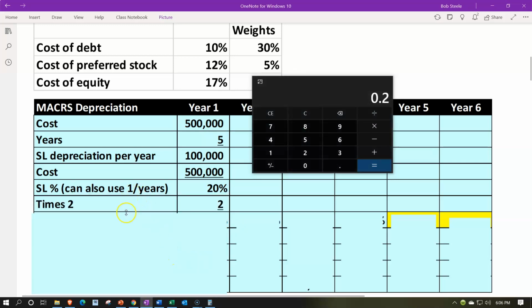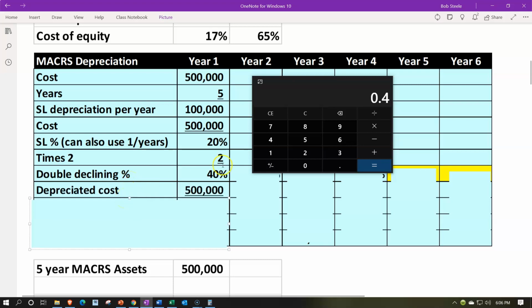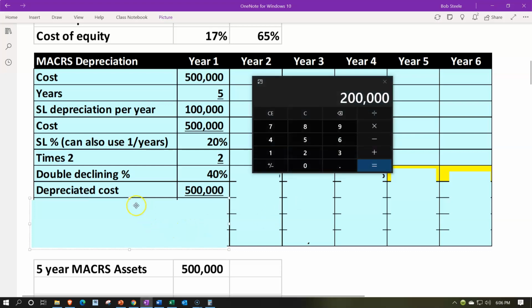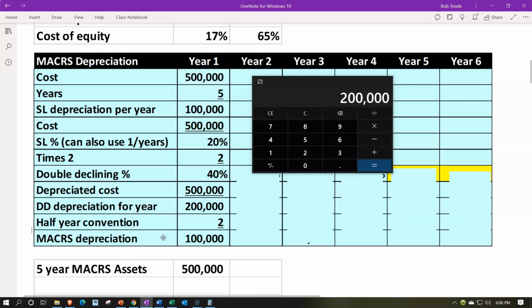Then for double declining, we take that and multiply it times 2. Times 2, because we're on double declining, that's what makes it an accelerated method, 40% on the double declining. We're going to multiply that times the cost, which was the 500,000. That gives us the depreciation on a double declining method for an entire year of 200,000. But there's a half-year convention, assuming that we purchased the property in the middle of the year, even if it happened in January, even if it happened in December, we assume it happened right in the middle of the year.